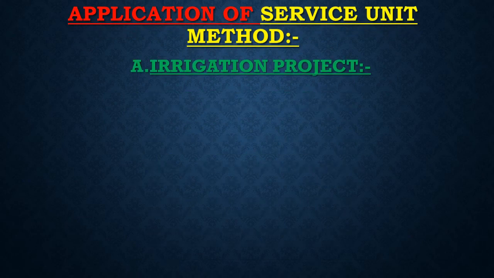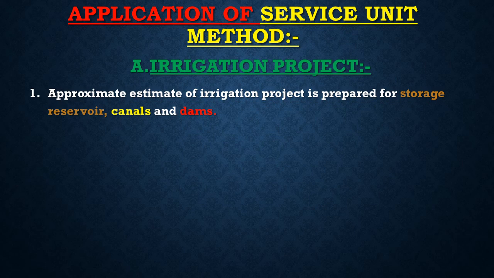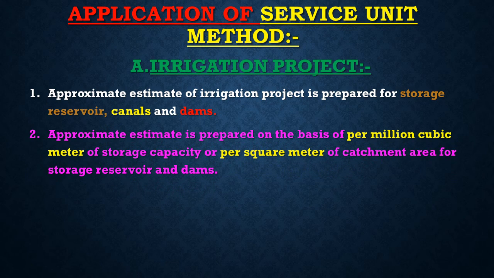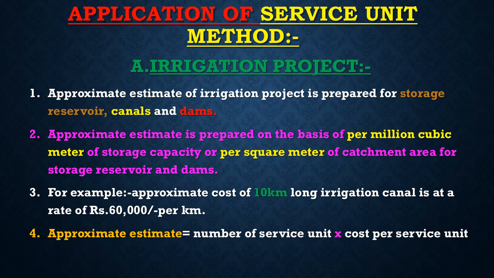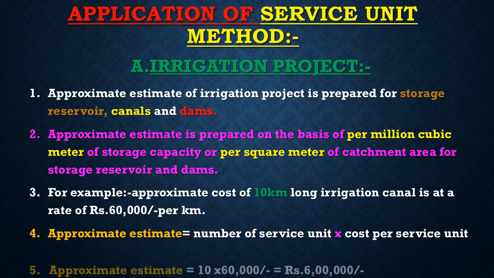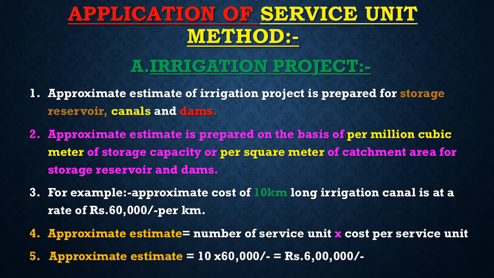First is irrigation project. Approximate estimate of an irrigation project is prepared for storage reservoirs, canals and dams. Approximate estimate is prepared on the basis of per million cubic meter of storage capacity or per square meter of catchment area for storage reservoirs and dams. Example: approximate cost of a 10 km long irrigation canal is at a rate of rupees 60,000 per kilometer. Therefore, number of service units is 10 km and cost per service unit is 60,000. Then approximate cost is 6 lakh rupees.